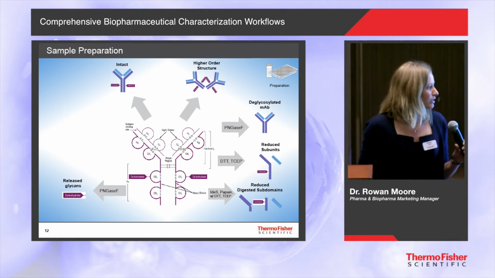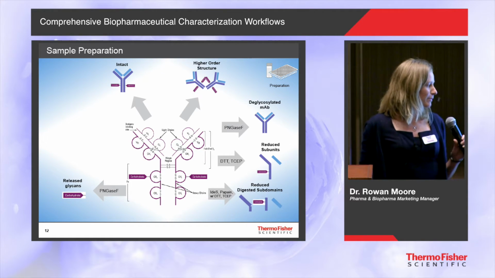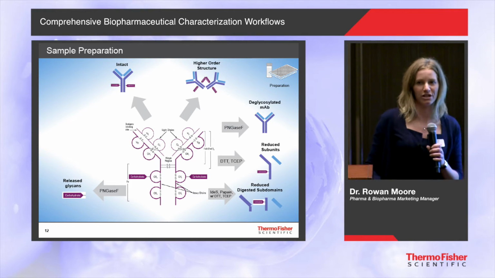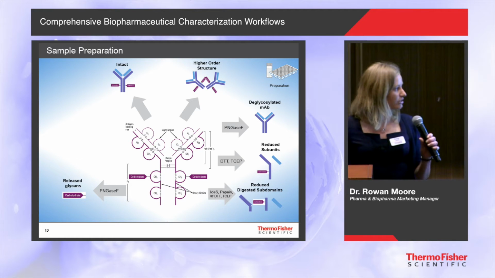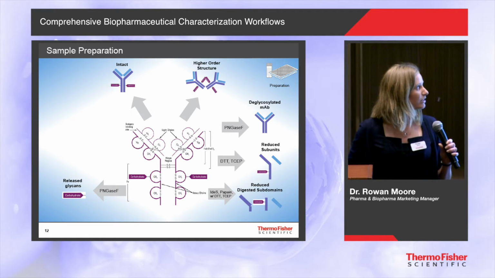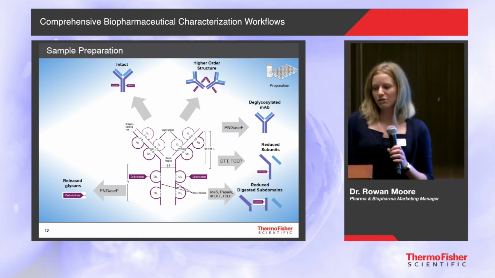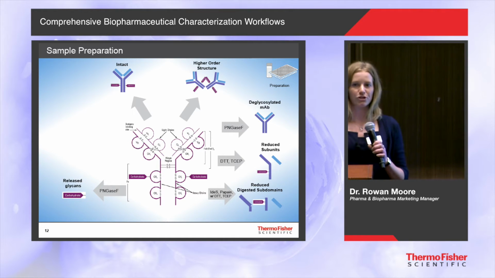You can cleave just below the hinge region using enzymes such as IdeS and papain, and then you can choose whether to reduce the disulfides or not to get reduced subdomains. You could do a partial reduction to look at the light and heavy chains separately. You also need to characterize the higher order structures which are present.